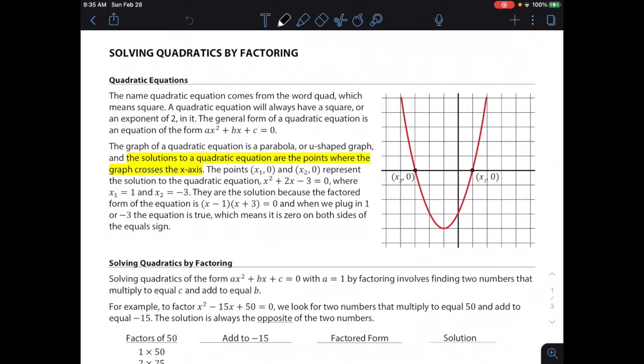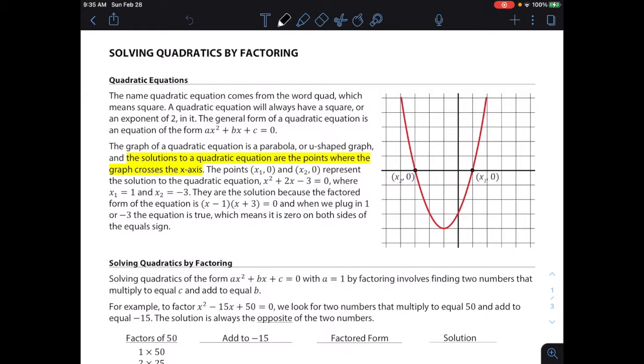Okay, welcome back, everyone. This week, we are going to extend the idea of factoring, and we're going to focus solely on something called quadratics. And we're going to focus on quadratic equations. And what you can see here is a graph of a quadratic equation.